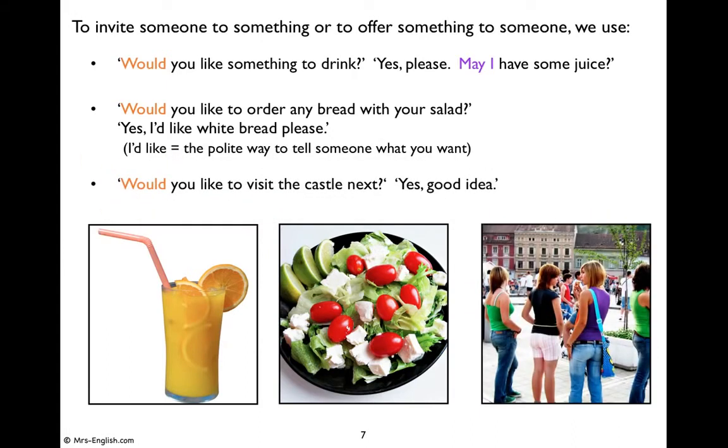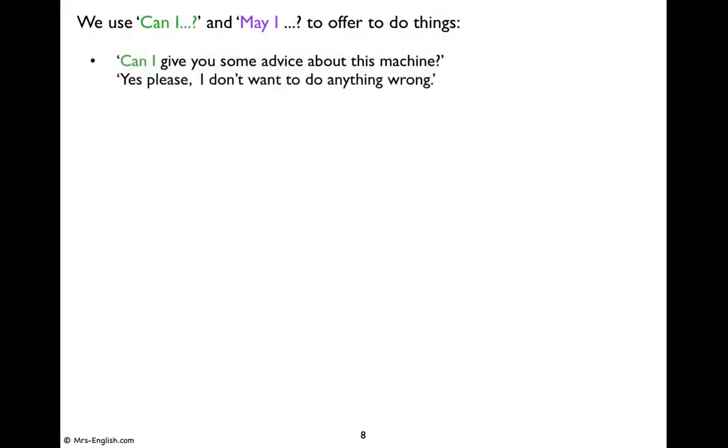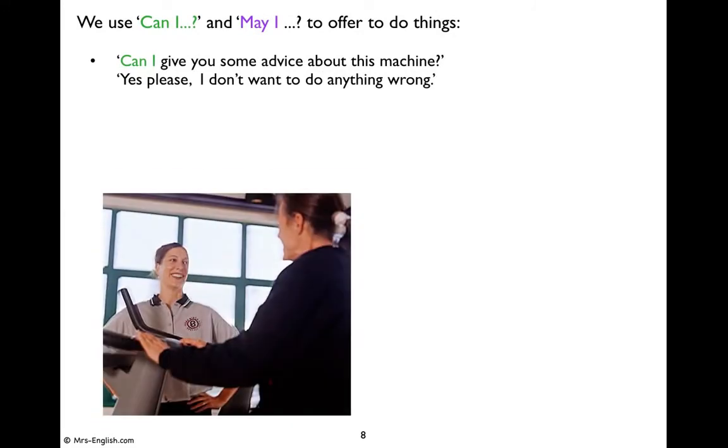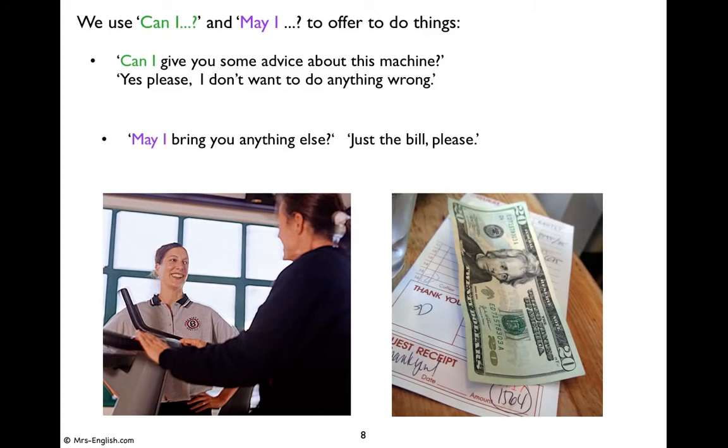Would you like to visit the castle next? Oh yes, good idea. We use can I and may I to offer to do things. So we say, can I give you some advice about this machine? Oh yes, please, I don't want to do anything wrong. Or we may say, may I bring you anything else? Just the bill, please.